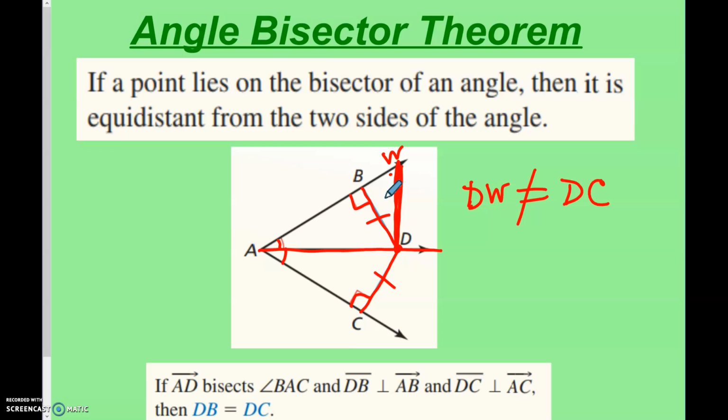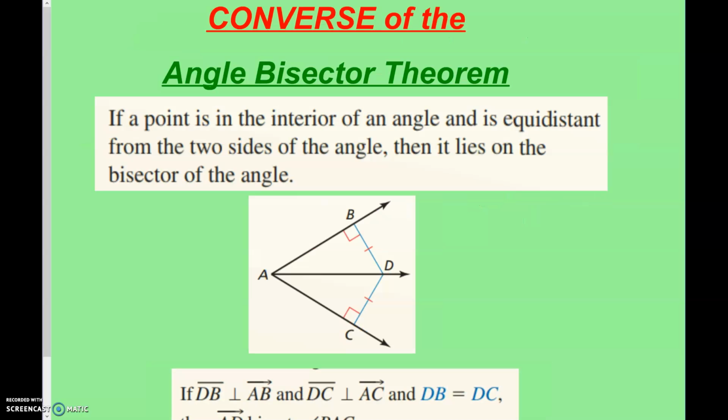Okay, now the converse of this is going to be, if a point D is in the interior of the angle, and it is equidistant from the sides. How do I know it's equidistant? Because it comes down perpendicular. If it is equidistant from both sides, then we can conclude that D is on the angle bisector. Okay, if those two distances are equal, then it has to be on that angle bisector.